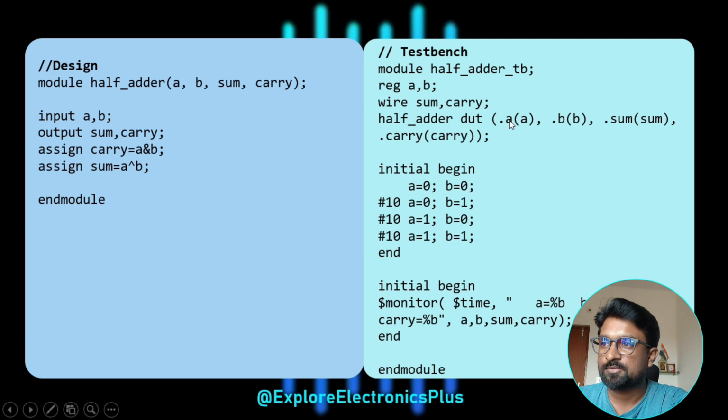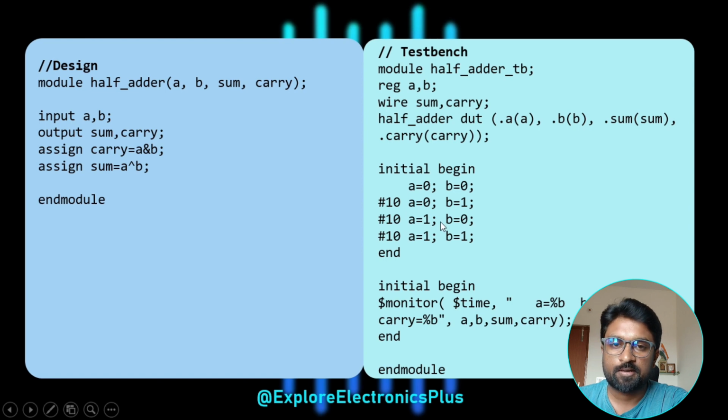Dot A corresponds to my design port A, that is register A. You can also use reg x comma y over here, that doesn't matter, but dot A corresponds to x, so the dot A of this becomes x, and dot B, this B becomes y, if you are going to declare registers as x comma y. In a similar way, you can assign sum as S here, carry as C here, as per your need. And then comes the stimulus generation.